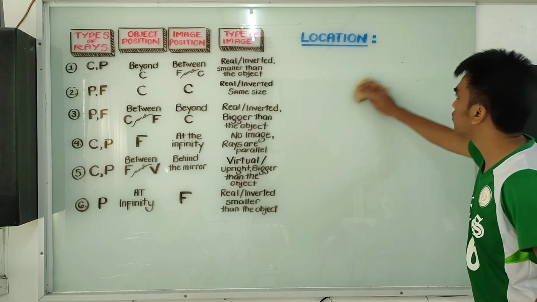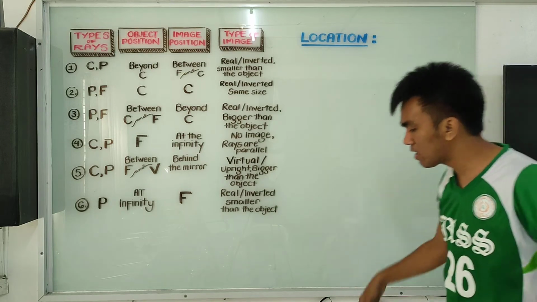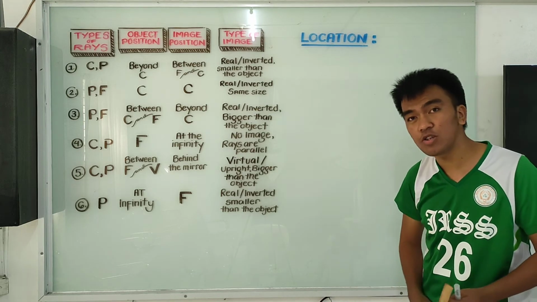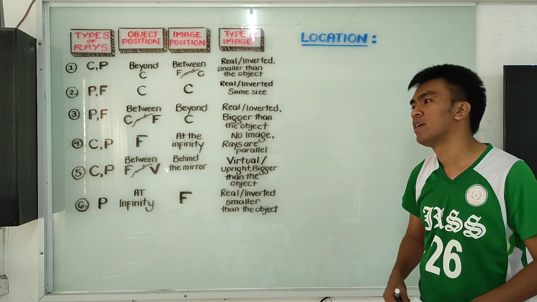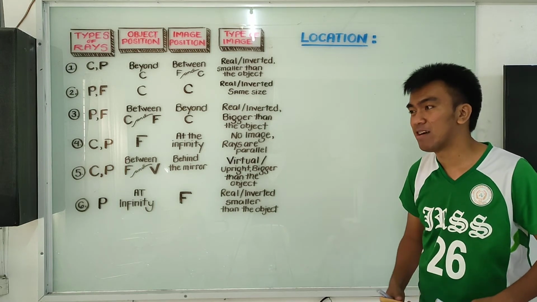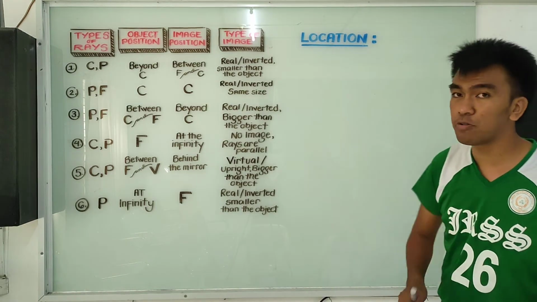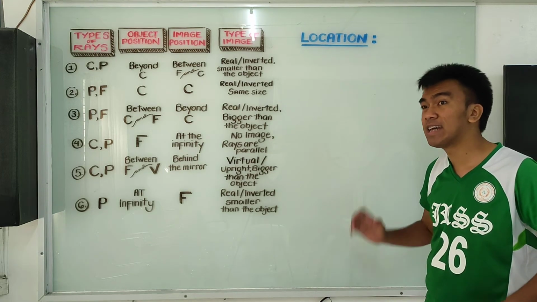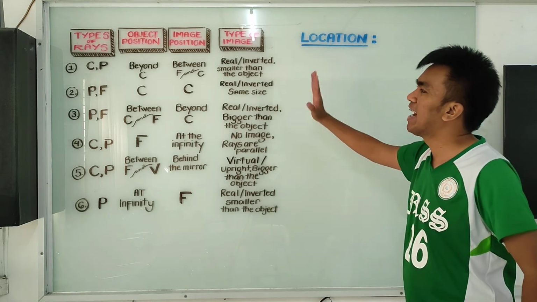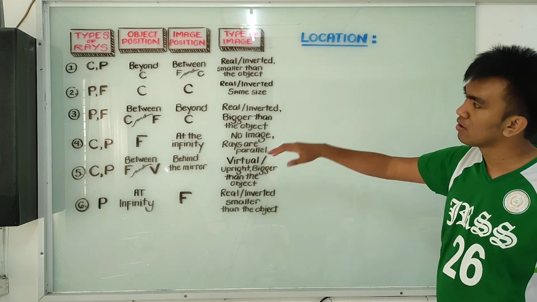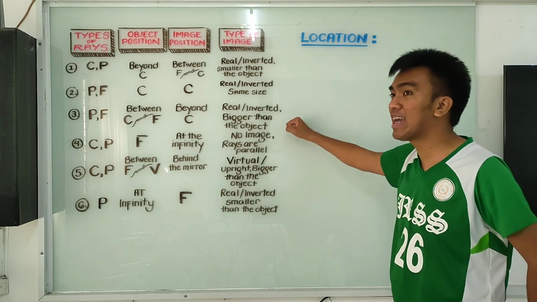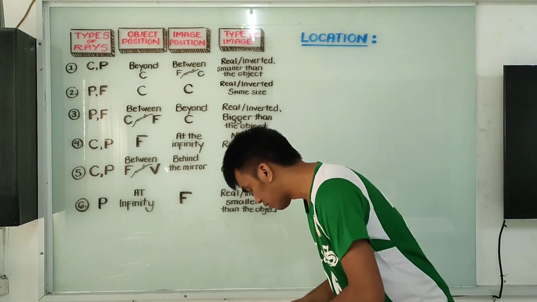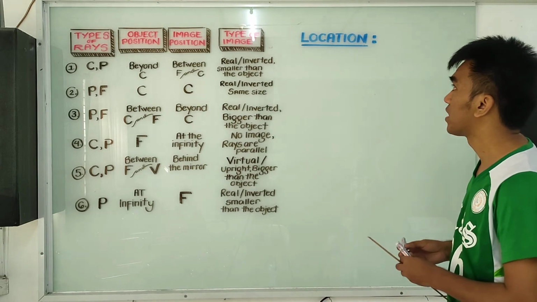Now, we are going to locate the different images, and we are going to describe the characteristics of the images, or the position of images and their orientation, using a ray diagram. In order for us to identify the type of image that will be formed, we'll use a ray diagram. So here, if you will notice, I created a chart, and this will serve as a guide in order for us to know if we are doing it correctly. So let's start with our first location.